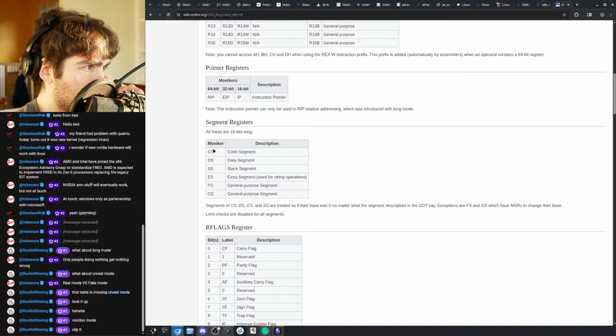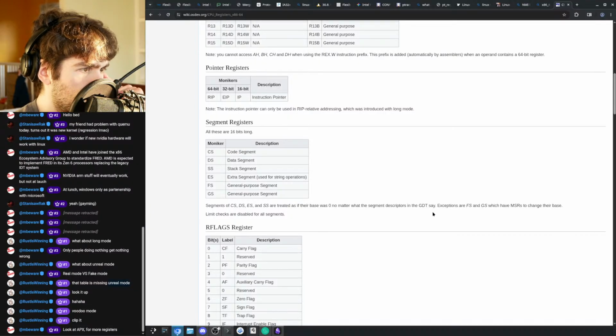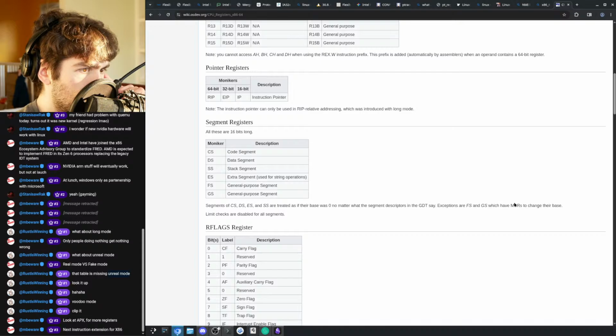Segment register. Code segment. Data segment. Stack segment. Ooh, that one is a little spicy. Extra segment. General purpose segment. Segments CS, DS, ES, and SS are treated as if their base was 0, no matter what the segment descriptor in GDT says. Exception for FS and GS, which have MSR to change their base. Look at APX or more register.